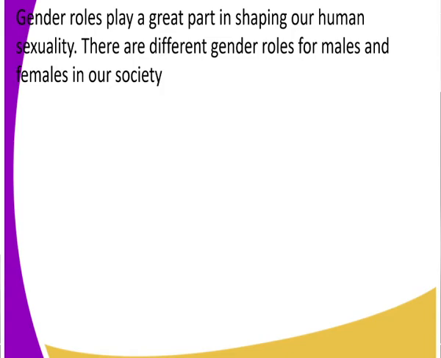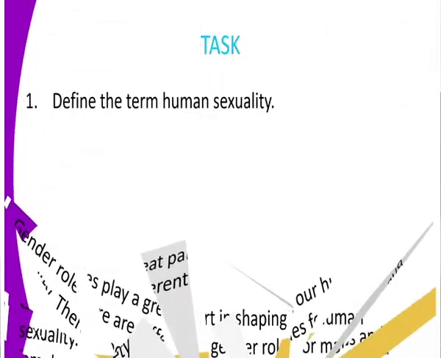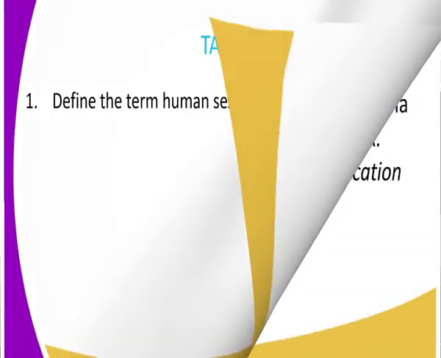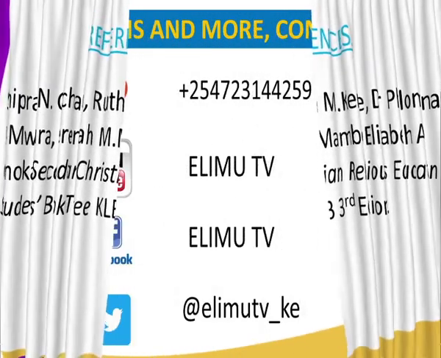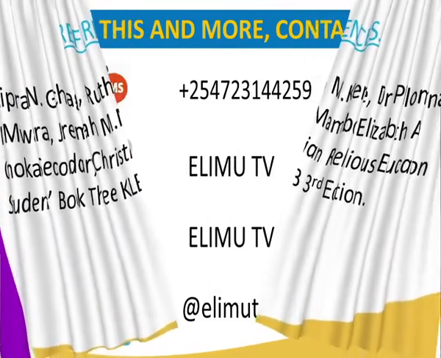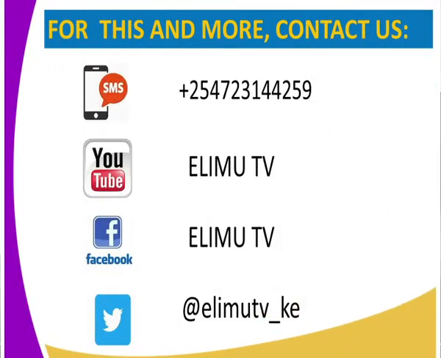Now, class, for assignment, define what human sexuality is. For reference, refer to the Christian Religious Education student book, third edition.